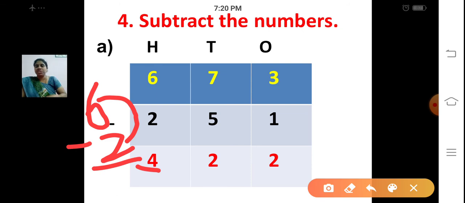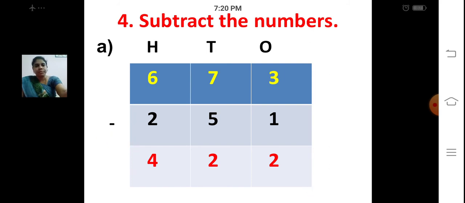So you all know how to subtract two 3-digit numbers, right? First we subtract the ones place, then the tens, and finally the hundreds. So 3 minus 1 is 2. Then 7 minus 5, 2. Then 6 minus 2, 4.